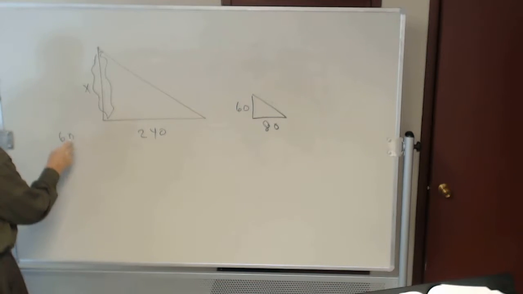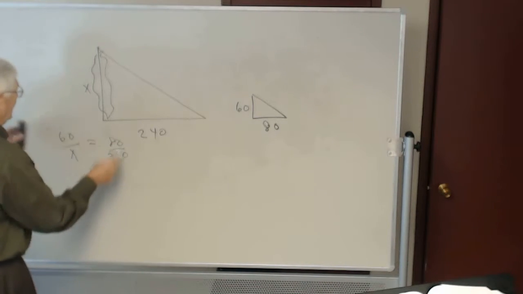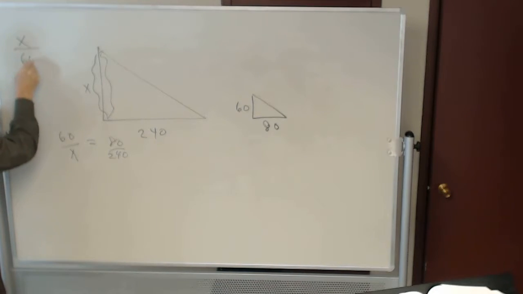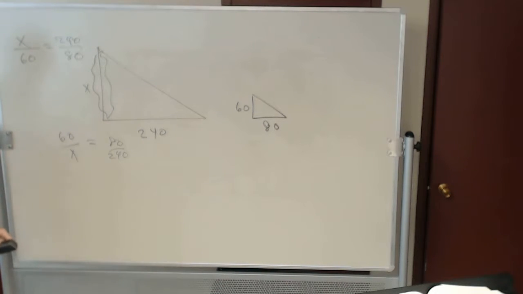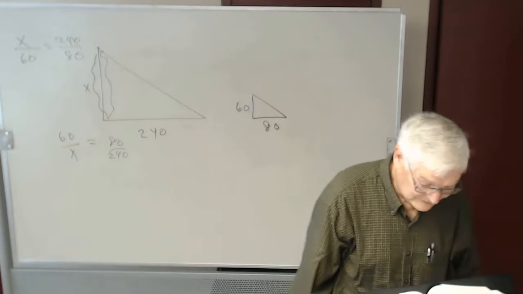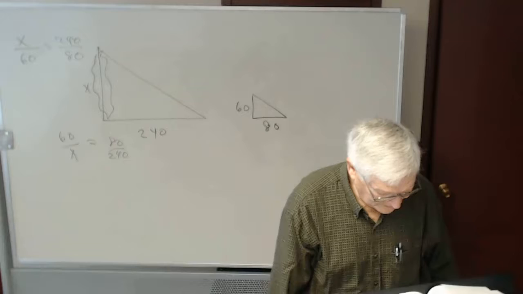So I go 60 over x equals 80 over 240. Could I also say x over 60 equals 240 over 80? Would that work too? Yeah, you'll get the same answer. See, 80x is 60 times that. So it's going to work out either way, just as long as you're being consistent with what you start with each time. Well, you can do the math, so we'll just keep going.